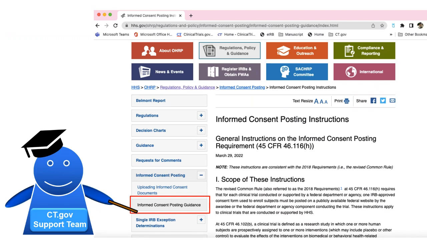If you want to learn more about it, please visit the HHS website. OHRP recently issued guidance and instructions on this posting requirement.